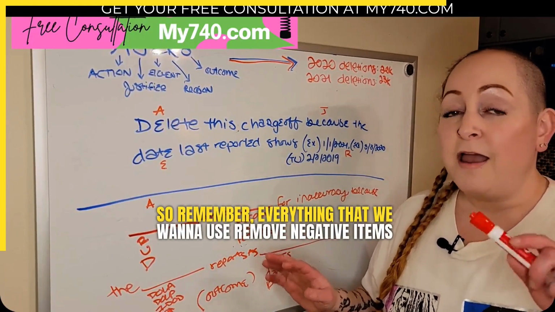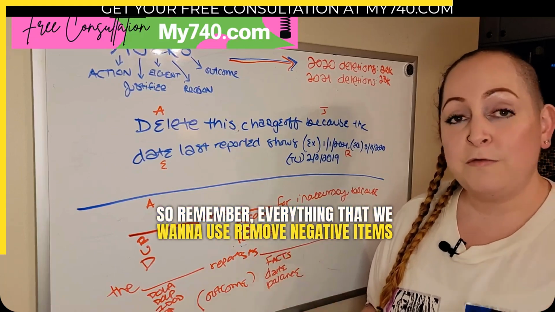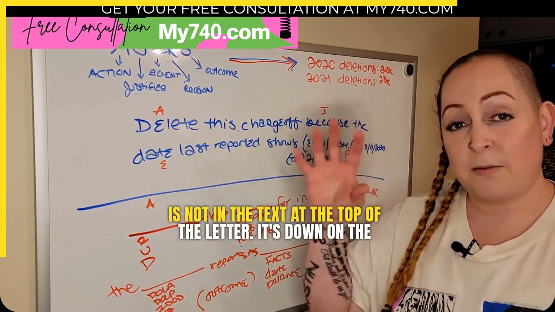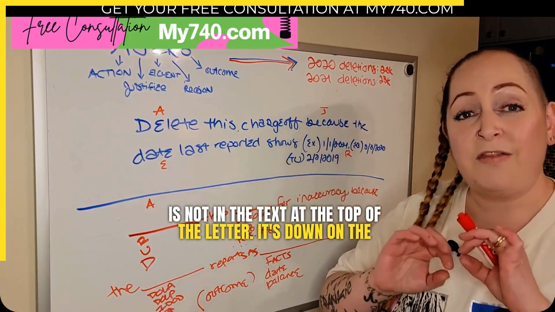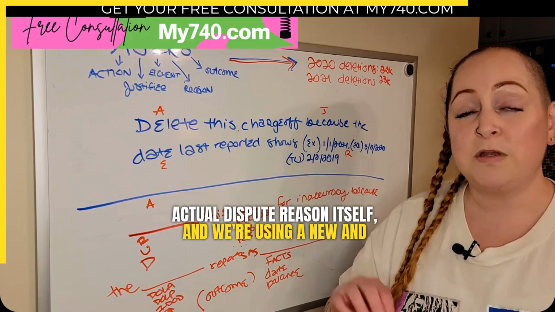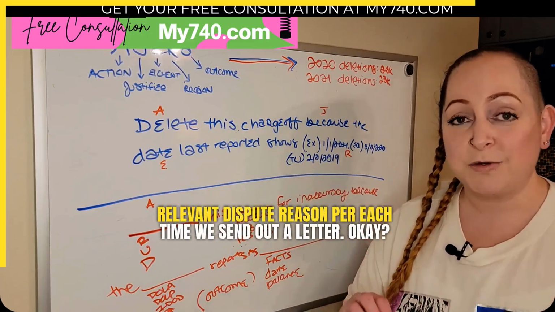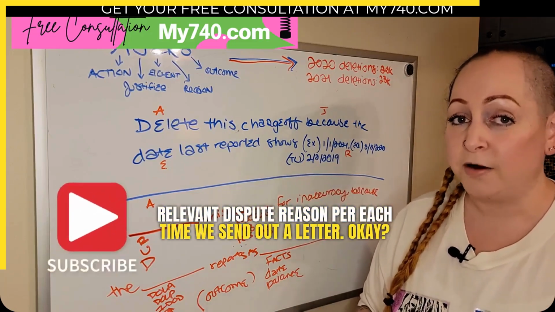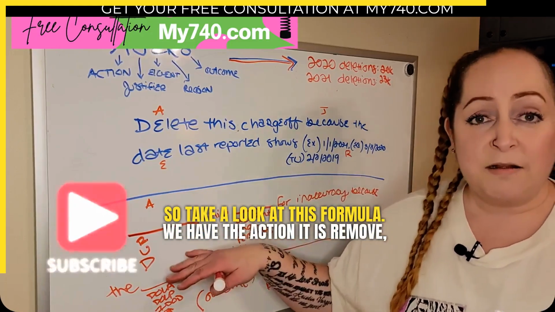So remember, everything that we want to use to remove negative items is not in the text at the top of the letter. It's down on the actual dispute reason itself, and we're using a new and relevant dispute reason per each time we send out a letter, okay? So take a look at this formula.